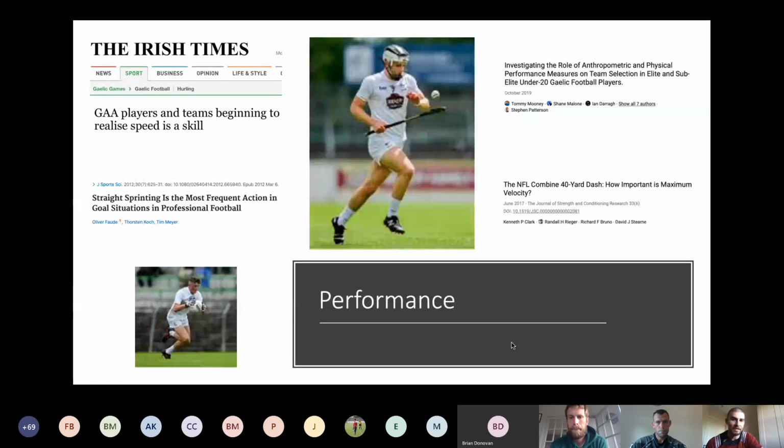The next one on the right is a study done on an inter-county 20s team in 2018. This study took performance measures across aerobic fitness, jump performance, sprint performance, and numerous others. But what they found is that the starters, so the 15 lads who started, or at least the 14 outfielders, had better time trials across 5, 10, and 20 meters than the non-starters. So again, to us, this is showing that speed is a premium attribute that's going to improve a player's performance.